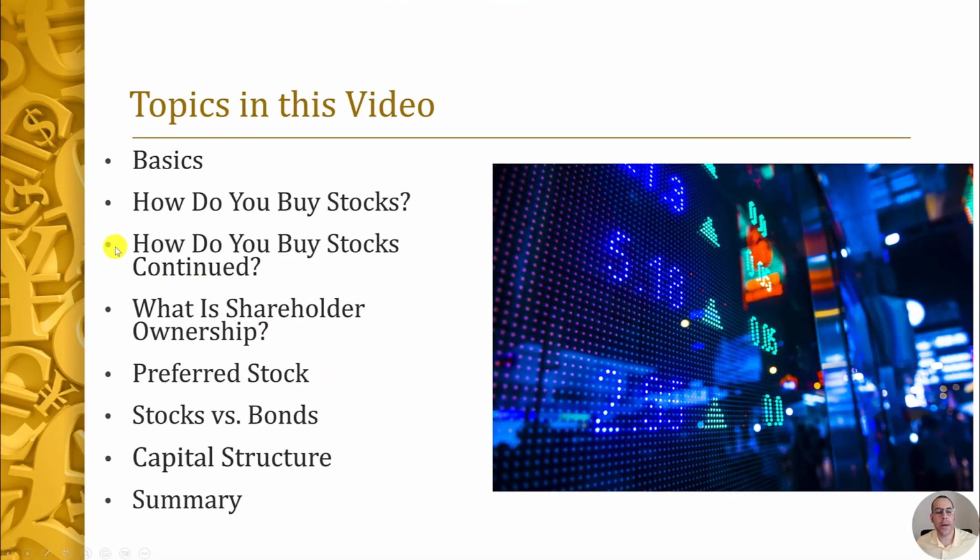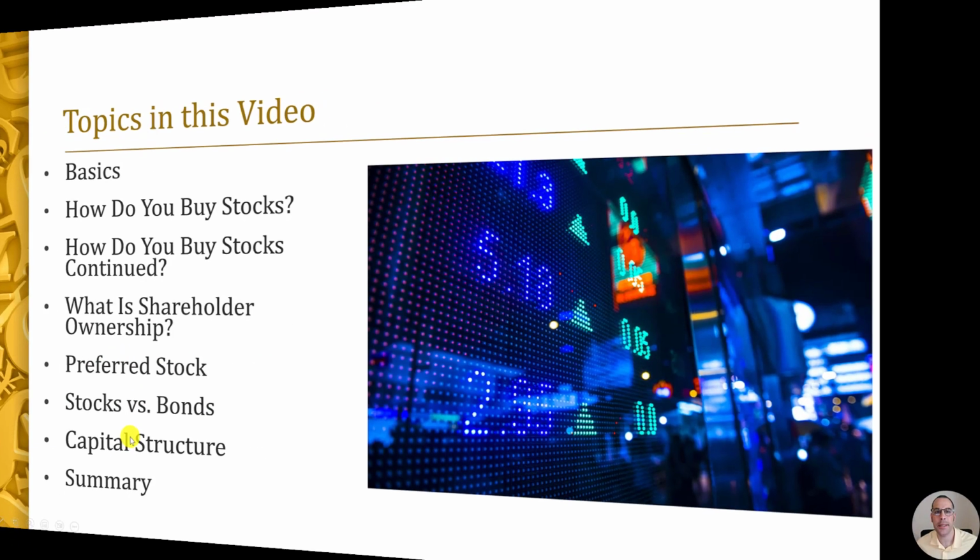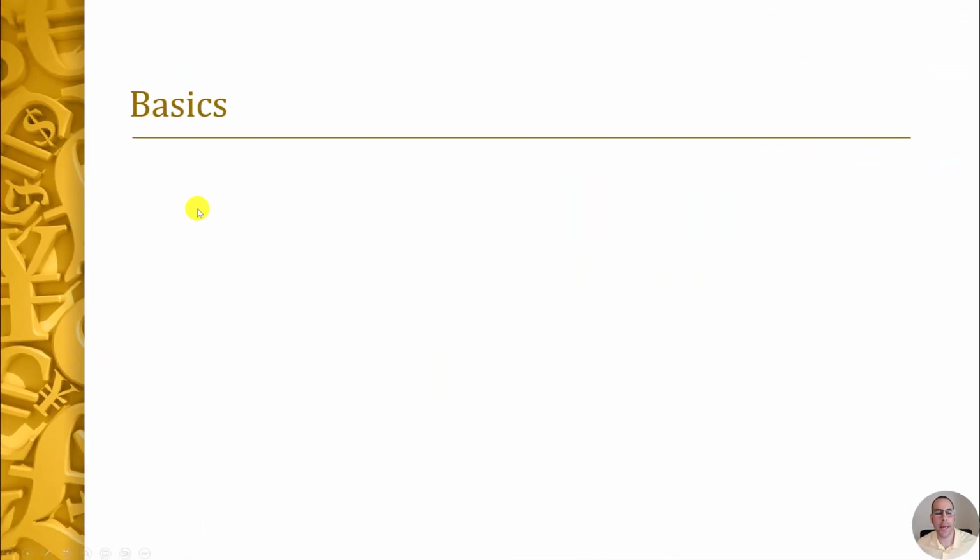Here are the slides we're going to cover. We're going to talk about the basics of the market. How do you buy stocks? What is shareholder ownership? We'll talk about preferred stocks, stocks versus bonds, the capital structure, and a summary at the end. So let's first discuss the basics.